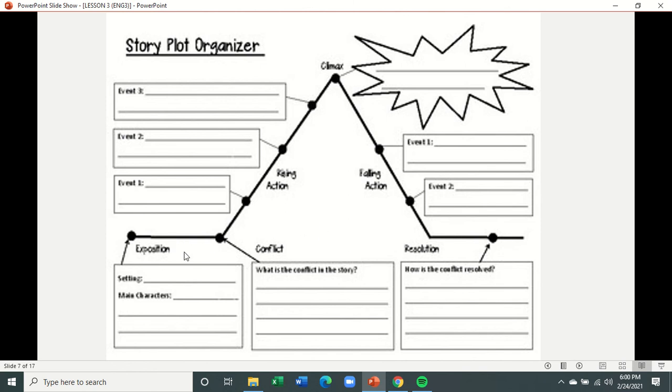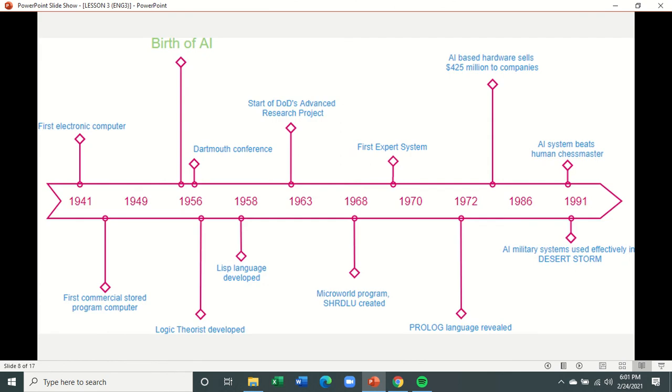So you start with exposition or the introduction, and then you have the rising action, and then the climax, and then the falling action and the resolution. In this case, you just identify the parts of the story and then write them here as your information. And that's it. You already have your story plot organizer. This one is intended for the novels and the stories, but we also have a timeline. In a timeline, this one usually covers a lot of time.